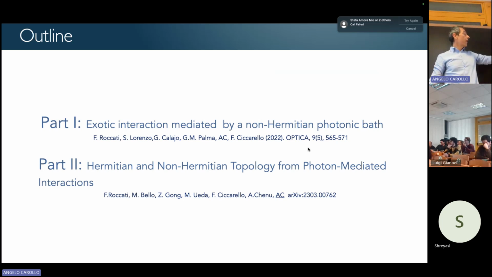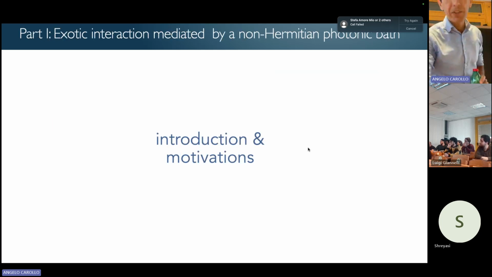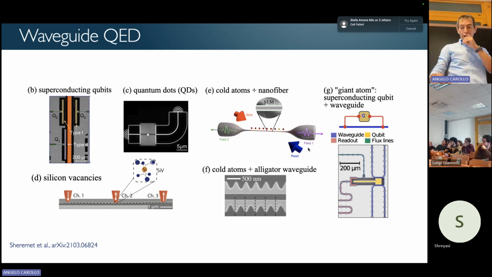So there are two parts in this talk. The first one will be dealing with exotic properties related to non-Hermiticity of some given system, which I'll discuss in a bit. And later on, the main focus will be on light-matter interaction with some topological information in it, again a topology related to Hermitian and non-Hermitian things. I'll give more details in a little while. But as a motivation and to set the setting, the main situation that I will consider is waveguide QED.